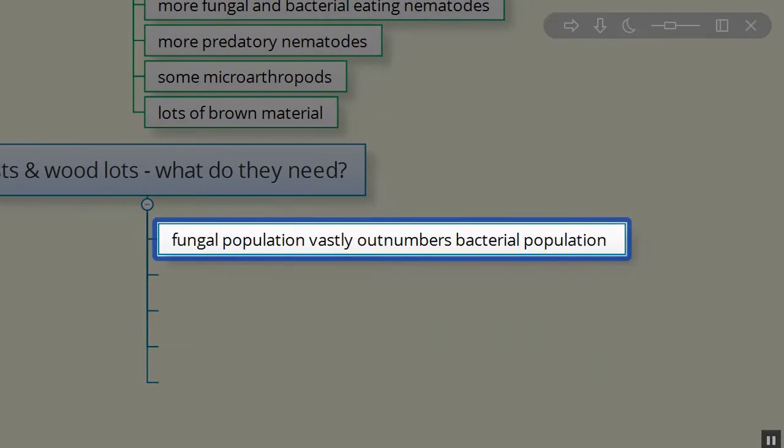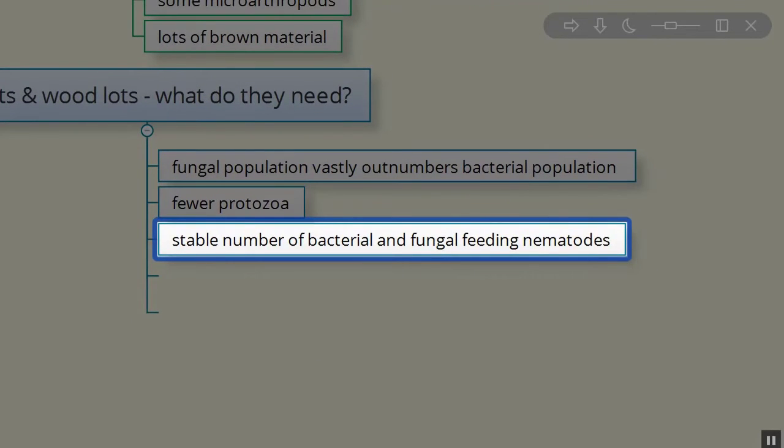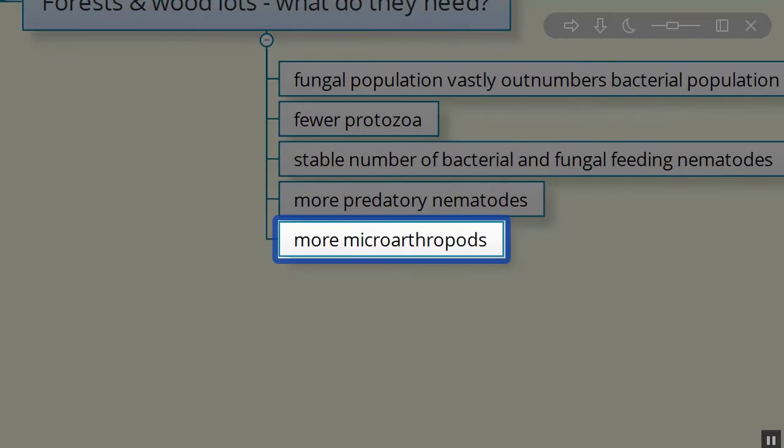So as we progress through these latter successional stages, it's almost entirely fungal dominated. Fungi vastly outnumber our bacterial population in these soil samples. Fewer protozoa, because the protozoa are feeding on those bacteria. We see stable numbers of bacteria and fungal feeding nematodes. We see more predatory nematodes in these samples, and we're seeing many more microarthropods as well.